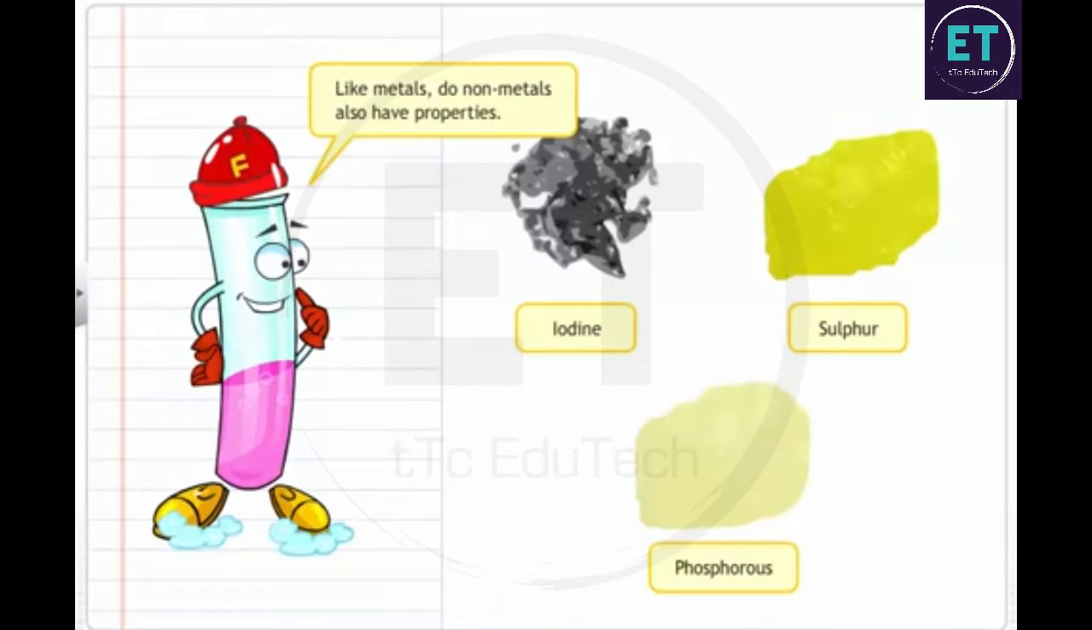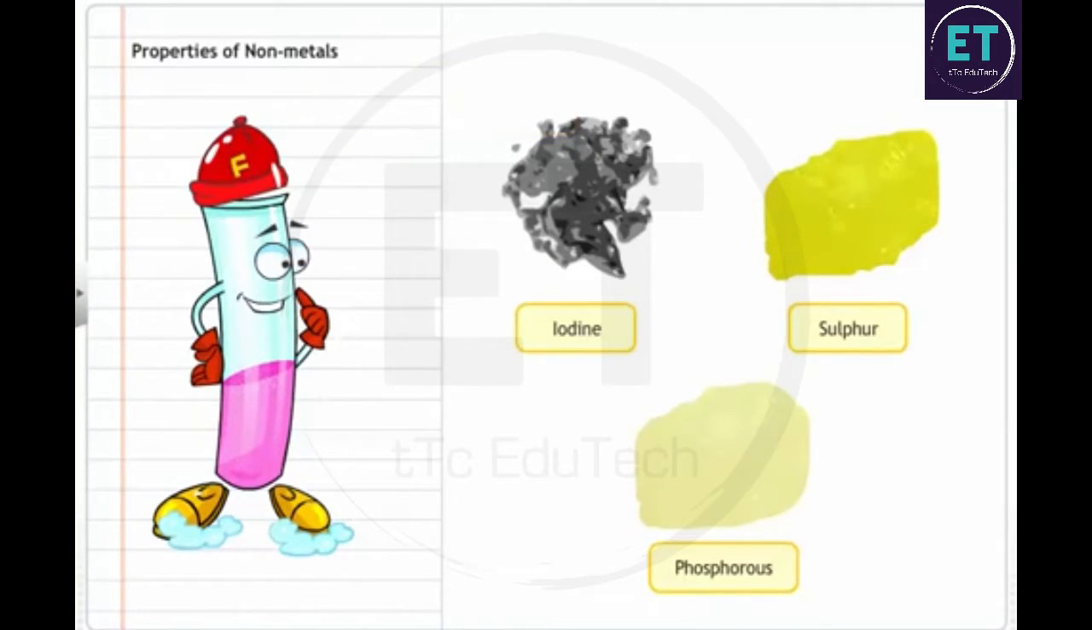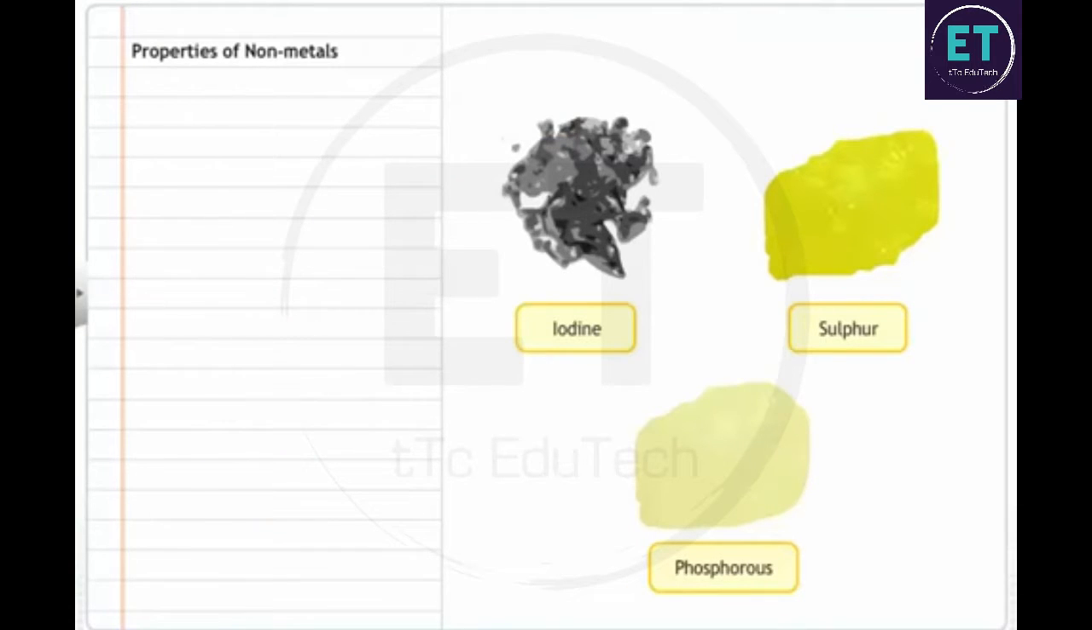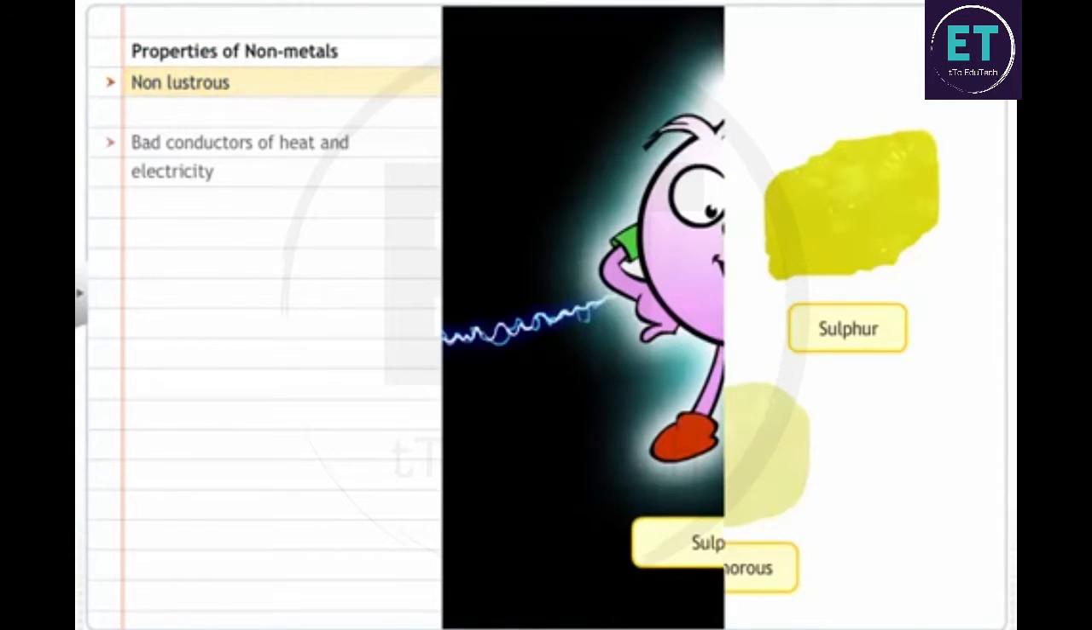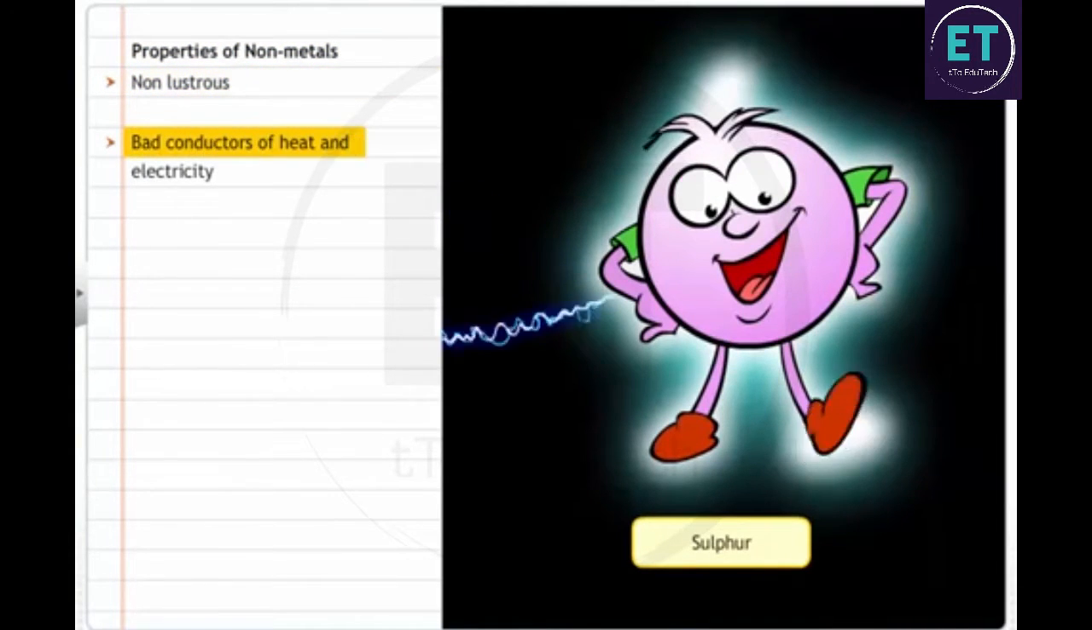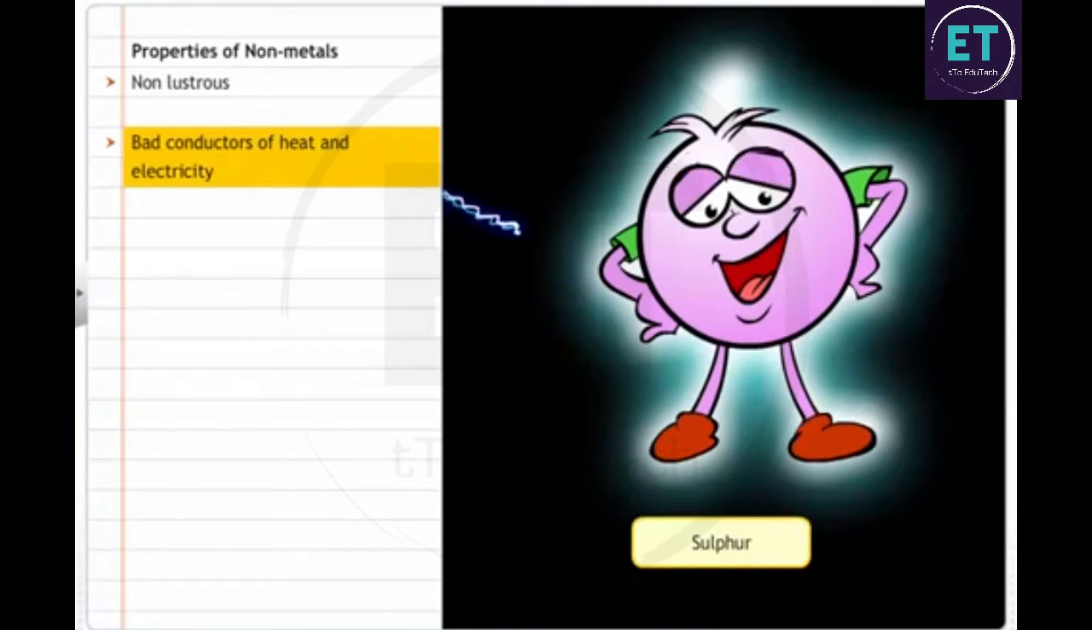Like metals, do nonmetals also have properties? Yes, of course. Let's look at some of the properties of nonmetals. Nonmetals usually show some or all of the following properties. They do not exhibit luster. Nonmetals are bad conductors of heat and electricity. They do not contain free electrons in them, so they do not conduct heat and electricity. For example, sulfur.